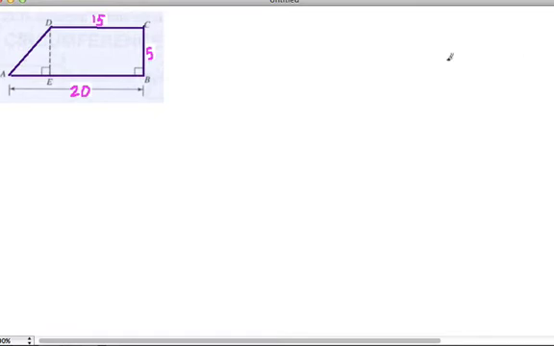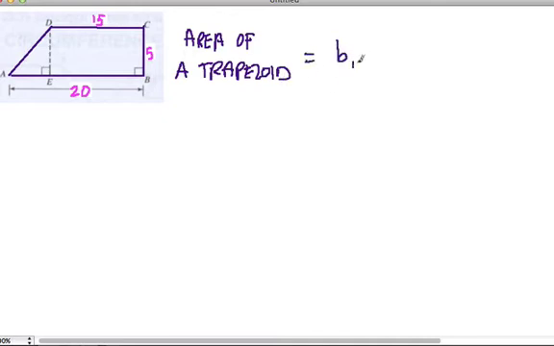And the formula for area of a trapezoid, and we'll go over why this makes sense in a moment, is usually written as base 1 plus base 2 over 2 times the height. I often see it like this.